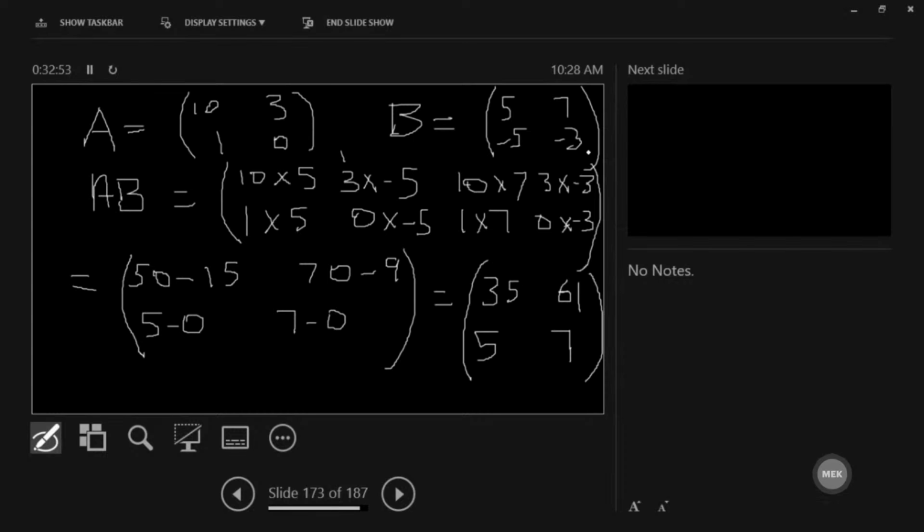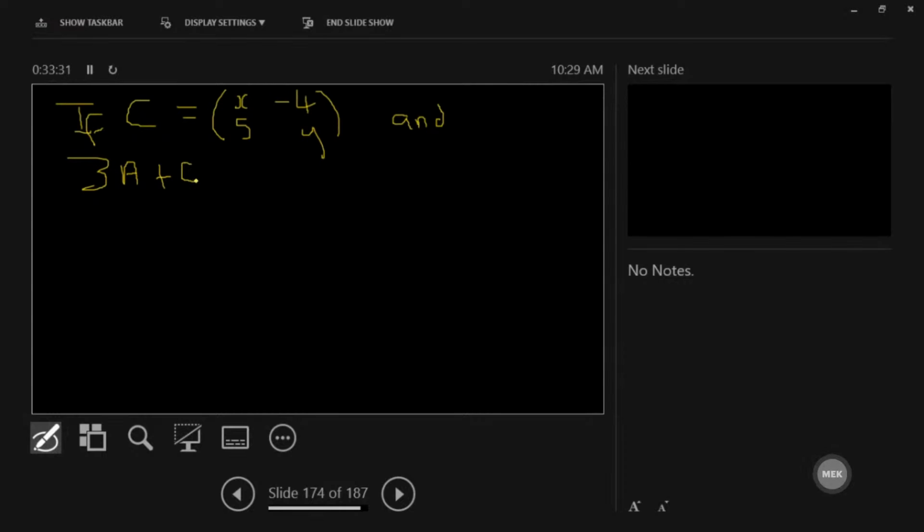So now they want us to do something else. The next part says, part B, if C is equal to x, -4, 5, y, and 3a plus c is equal to ab, the product, which we just found.